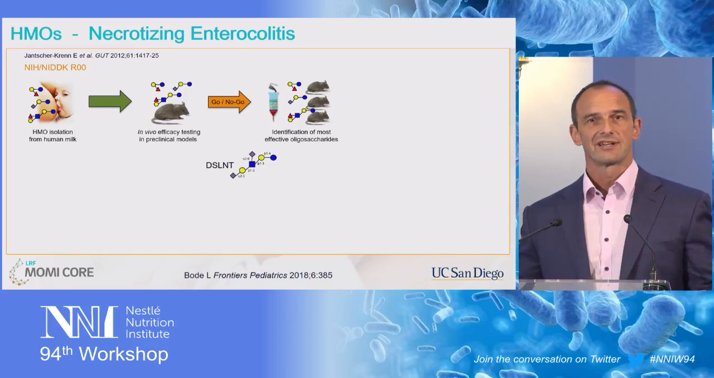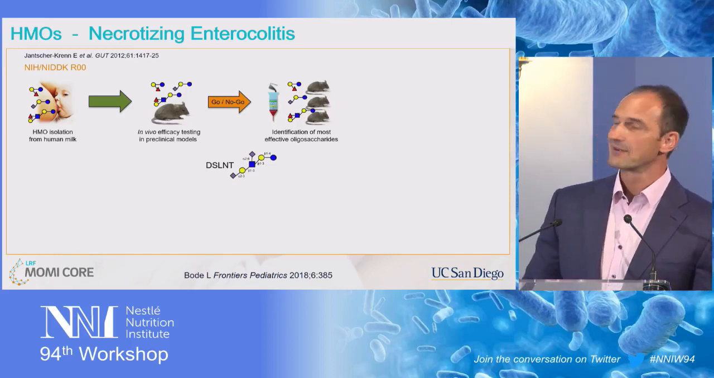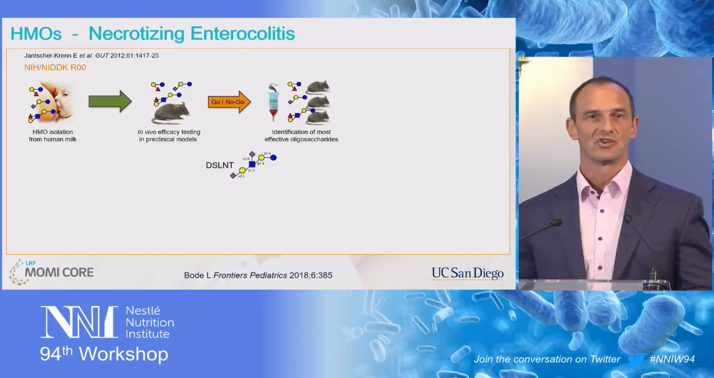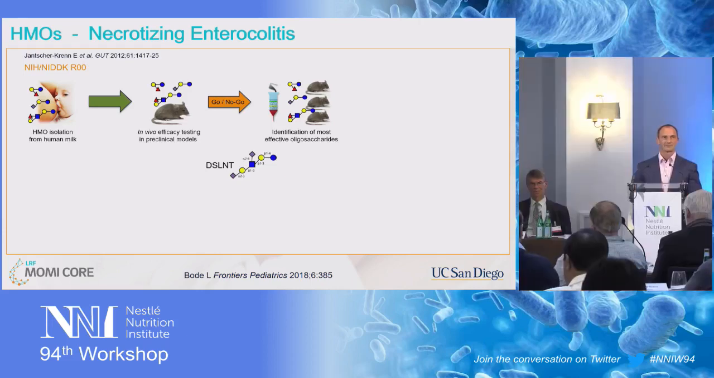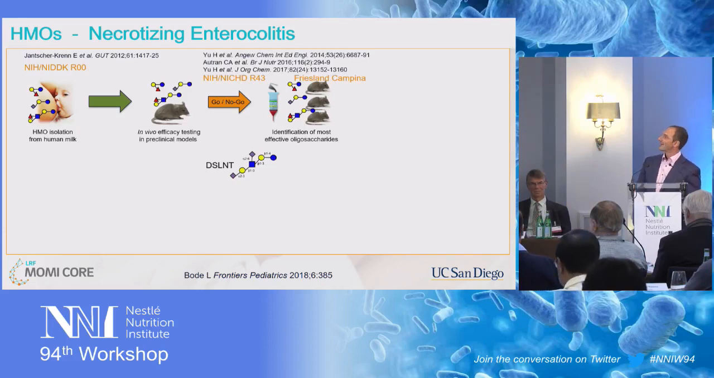Then we presented this work, and we got slashed a few times saying, well, this animal model is not really good when it comes to necrotizing enterocolitis. You know, this has nothing to do with NEC, really. We looked at the chemical space around DSLNT, so we did a few studies, worked with the chemists to make derivatives, and really found that DSLNT was the most important component to be effective here. But we wanted to get around that criticism that this is just an animal model.